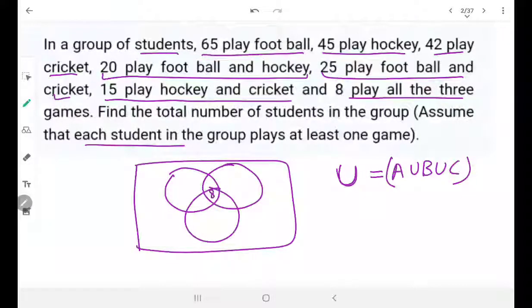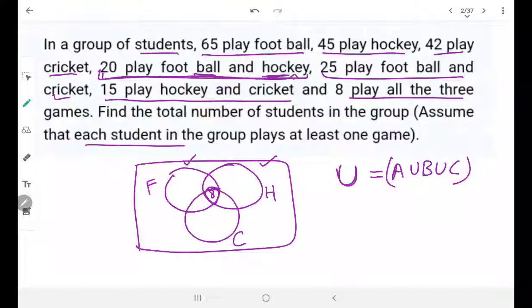The strategy is always to start filling in the common of all 3, then the common of 2 values, and then the individual. So the first thing is, they play all of them. For example, this is football, this one is hockey, and this one is cricket. 8 play all of them. This is the part where each of the 3 are playing. So this is 8. 20 play football and hockey. So this is football, this is hockey.